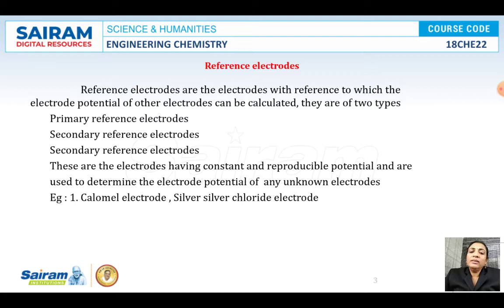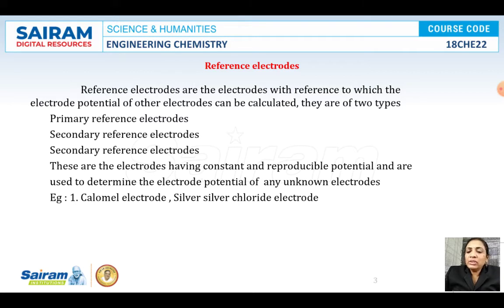Reference electrodes are the electrodes which are used to determine the electrode potential of any unknown electrode. There are two types of reference electrodes: primary reference electrodes and secondary reference electrodes. Primary reference electrodes you should have studied in your 10th standard or other classes. What are these primary reference electrodes? An example is the standard hydrogen electrode. The standard hydrogen electrode is a reference electrode which is used to determine the electrode potential of any unknown electrode.